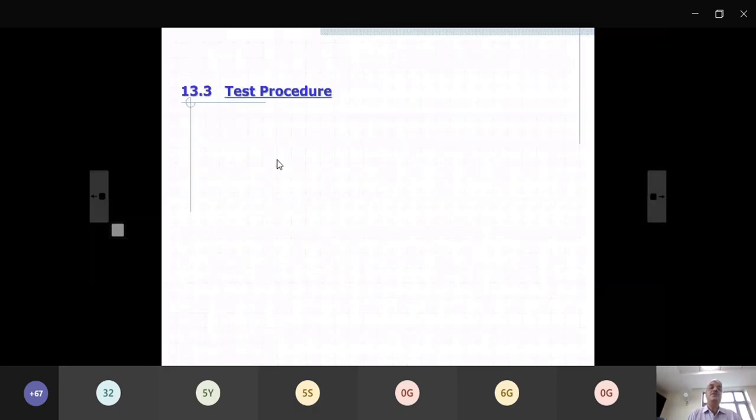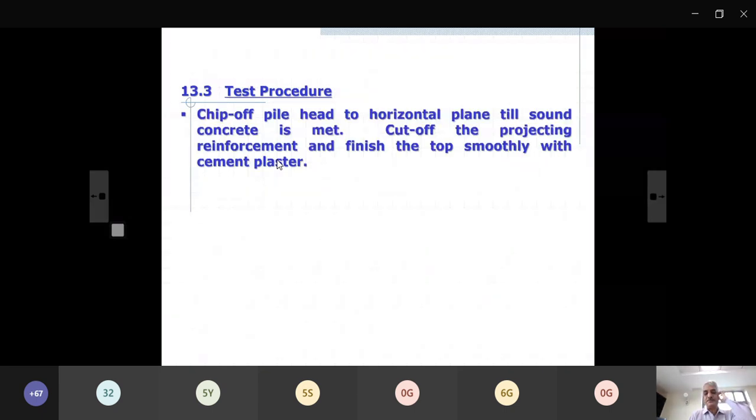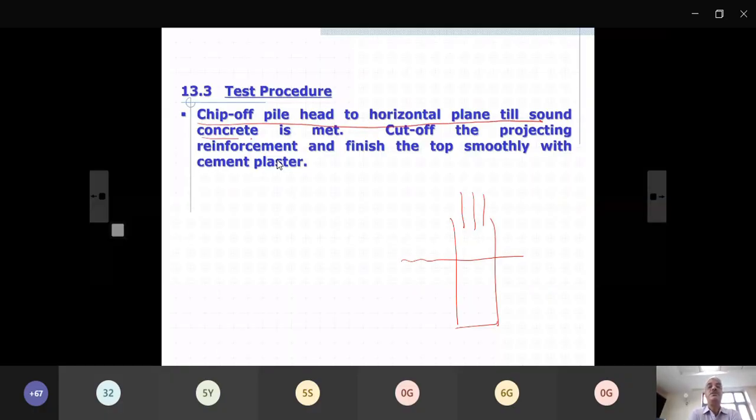So these were the types of test, and the test procedure is like this. So this is your ground level, this is your pile. Here you will have some reinforcement also projecting. So chip the pile head to a horizontal plane till sound concrete is met.